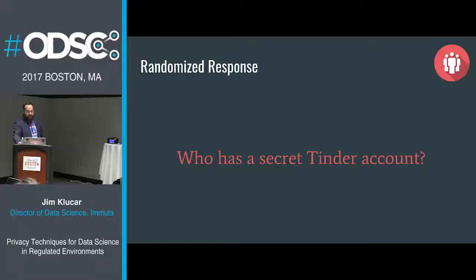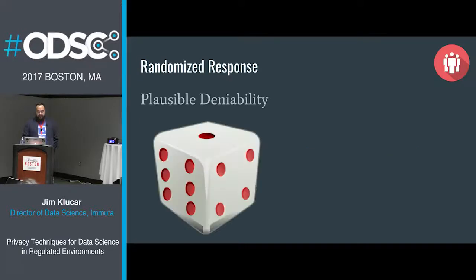So how do I get that info without everyone just blindly telling me and me judging you? So what we do, we rely on plausible deniability. So everyone, we're going to roll an imaginary die here. Everyone think of a number between 1 and 6. Get that in your head.